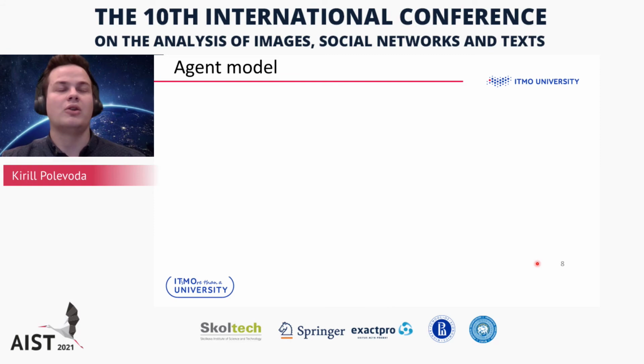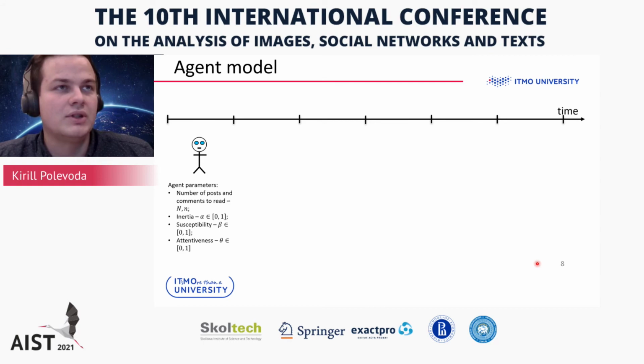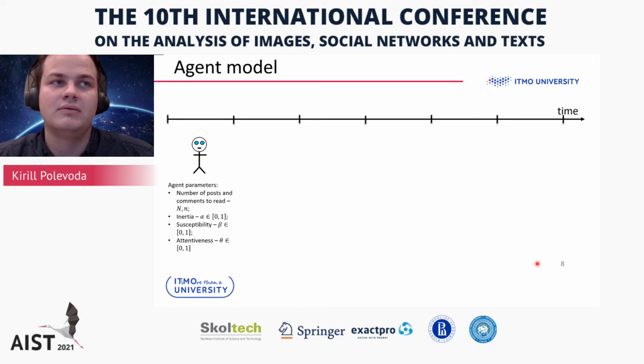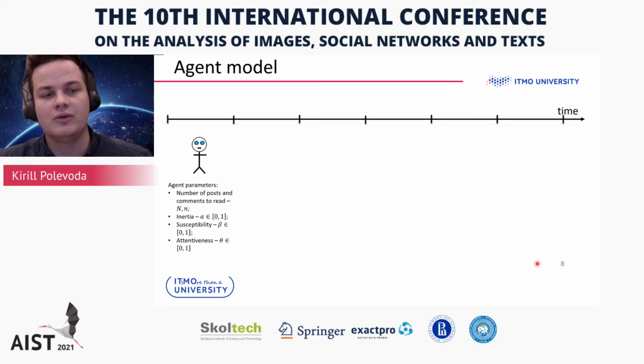Now let's take a look at our agent model architecture. So we have a timeline and our agent. It's like one agent. The agent has the following parameters. First of all, he has a number of posts and comments to read. It's like the maximum number that he can read when he is activated. Inertia is a parameter of how the user remembers his previous estimation of collective emotions.